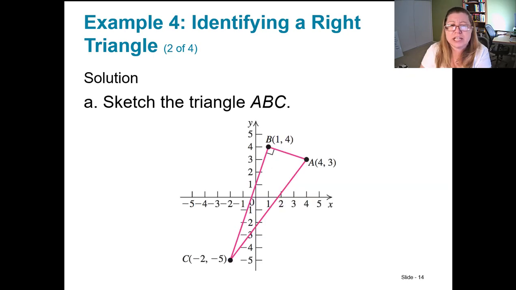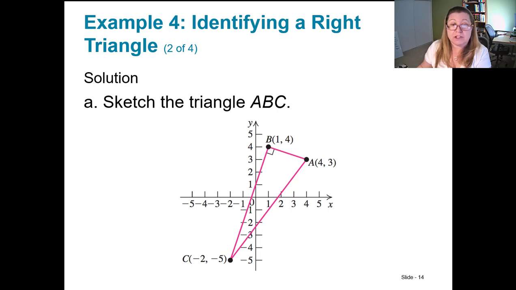So sketching our 3 points and connecting our 3 points, we get something that definitely is a triangle. And it kind of looks like at point B is our 90-degree angle. But I can't be sure until we prove it using the Pythagorean theorem.